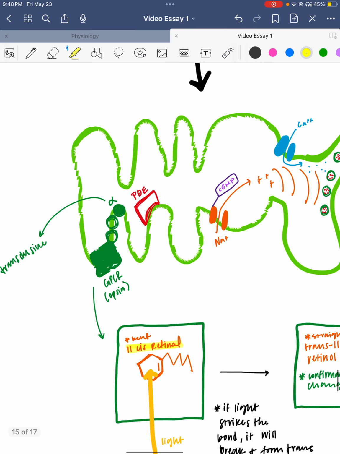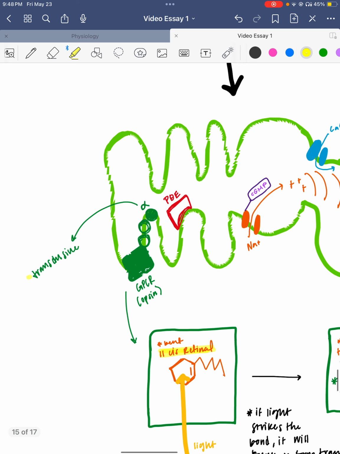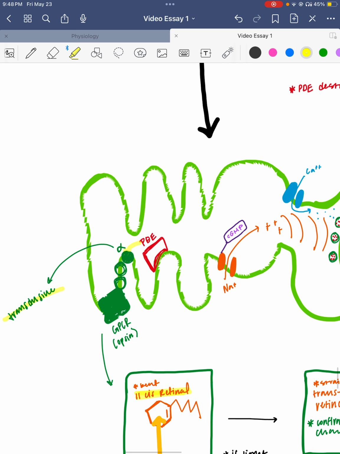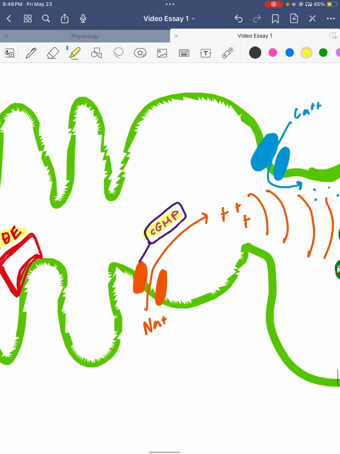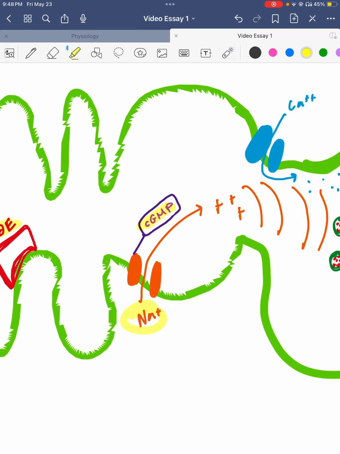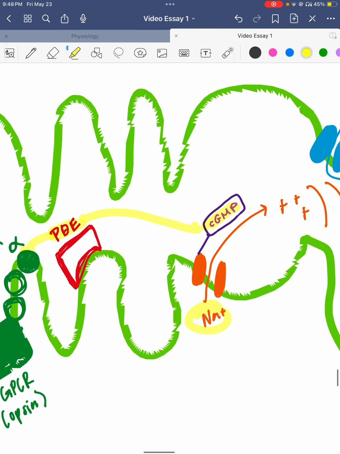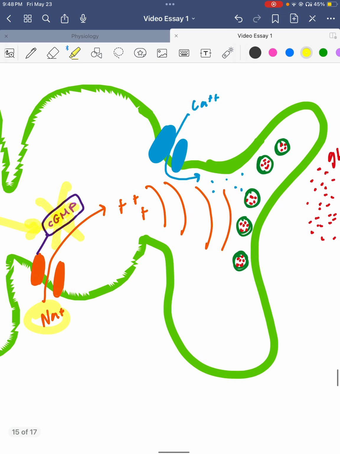This activates transducin. Here's transducin. Transducin is a G protein, which when it detaches, it will activate phosphodiesterase. Phosphodiesterase, all it does is it breaks down cyclic molecules, like here, where we have cyclic GMP. GMP was holding this sodium channel closed. Because phosphodiesterase broke down GMP, this channel opens, releasing a signal down the photoreceptor.